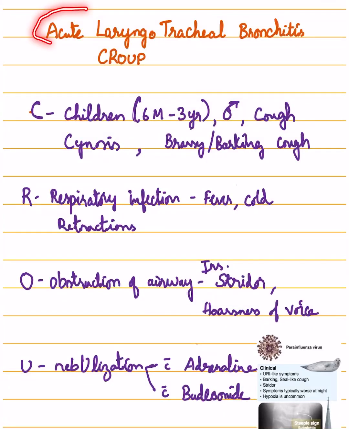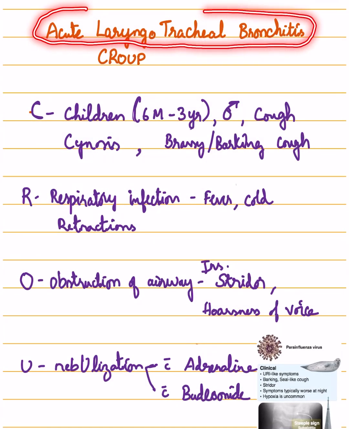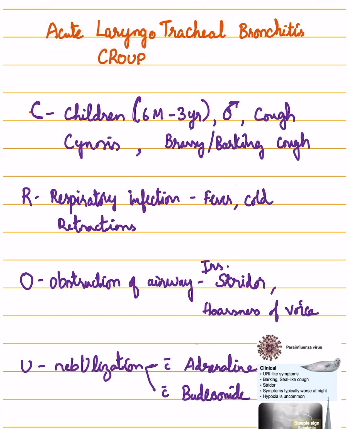Let's learn about acute laryngotracheal bronchitis, which is also called CROUP. It is an inflammation of the larynx, trachea, and bronchus. The respiratory tract gets inflamed, and it leads to the signs and symptoms. The signs, symptoms, and etiological factors can be remembered with the mnemonic of the same name, that is CROUP.